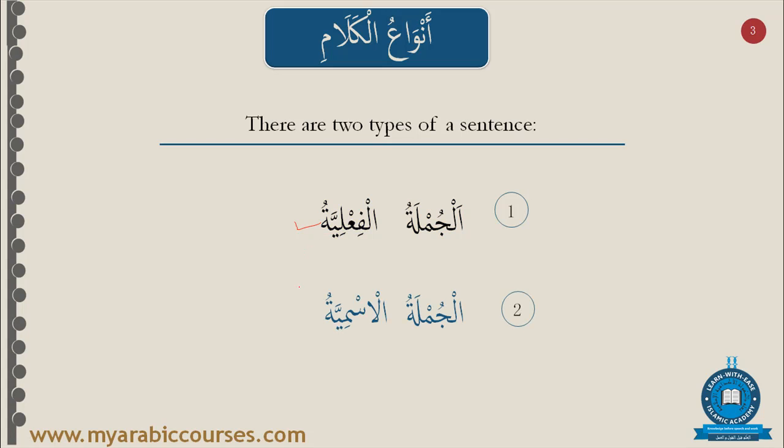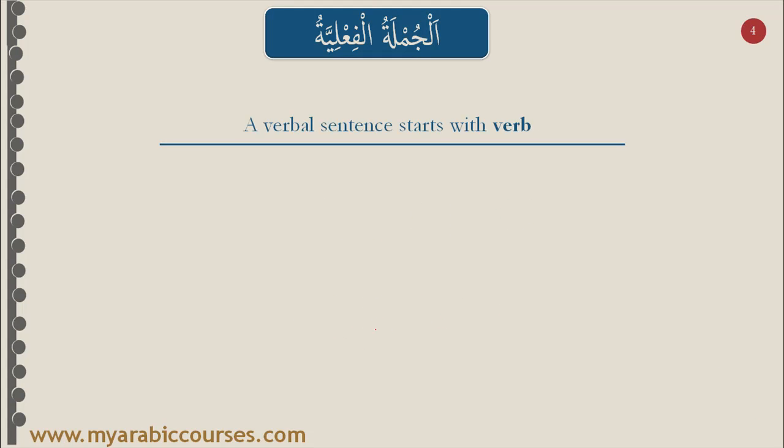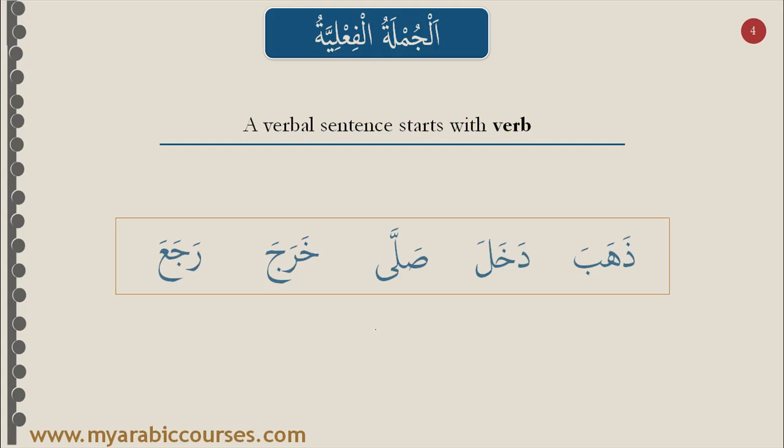The next one is Al-Jumlatul Ismiyya. Let's say together. Al-Jumlatul Ismiyya, meaning nominal sentence. So Al-Fa'iliyya is gotten from Al-Fa'il, that is the verb. Then Al-Ismiyya is gotten from Al-Ism, that is the noun. So let's start with Al-Jumlatul Fa'iliyya. So the definition is a verbal sentence starts with a verb. Or you say it is a sentence that starts with a verb.